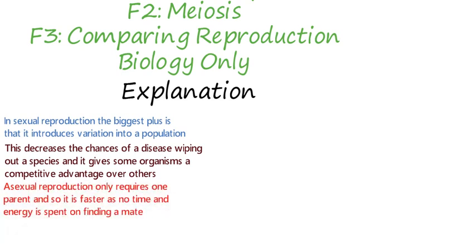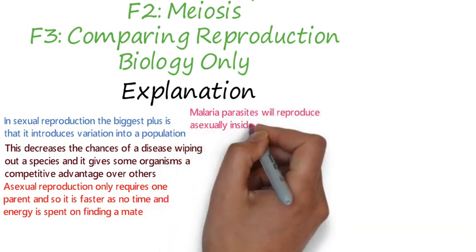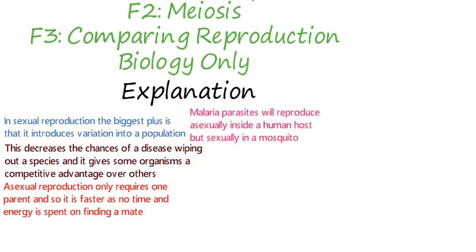On the other hand, asexual reproduction only requires one parent, and so it is faster as no time and energy is spent on finding a mate. Asexual reproduction can only work well in favourable conditions. If the conditions are not suitable for a certain species, they may not survive due to no variation being introduced.